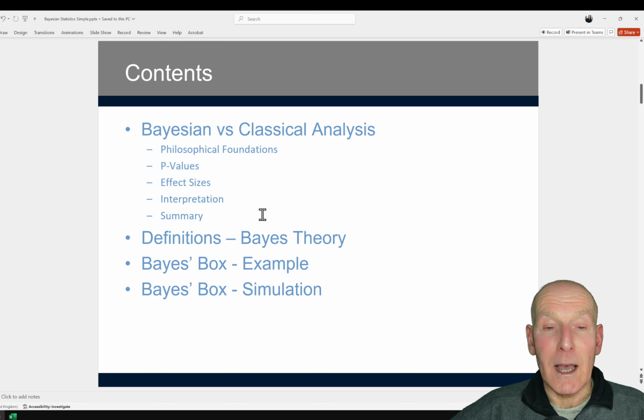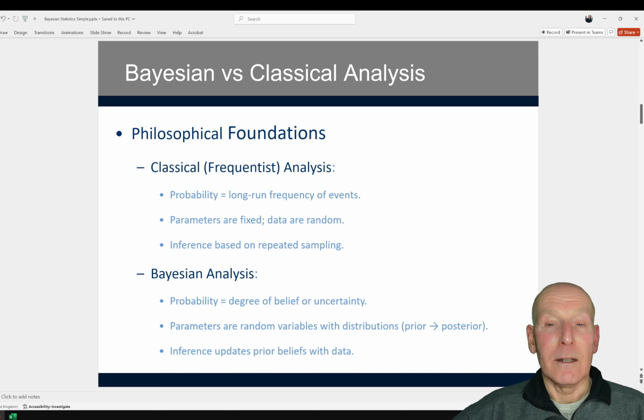We're then going to look at the actual example, what we call a Bayes box example, and then we're going to do a real-life simulation of that Bayes box to put it into practice, which will essentially be a live demonstration and will hopefully give you a much better appreciation of what Bayesian analysis is doing in practice.